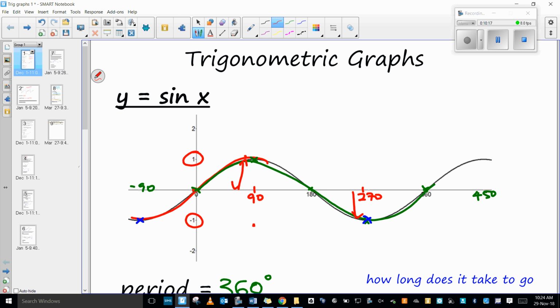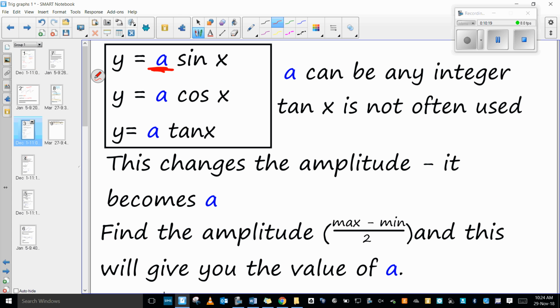So, a can be any integer. We don't normally have non-integers. Actually, it can be any value, really. I shouldn't use the word integer. What is an integer? A whole number. But equally, you can have something like 2.7. We don't normally, but it can be any number. So you can have anything in front of it.